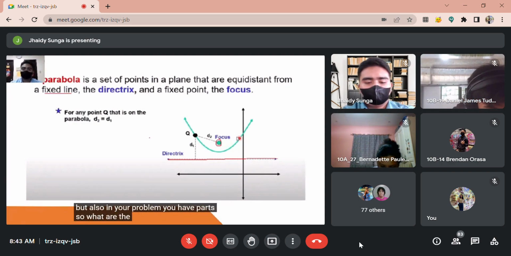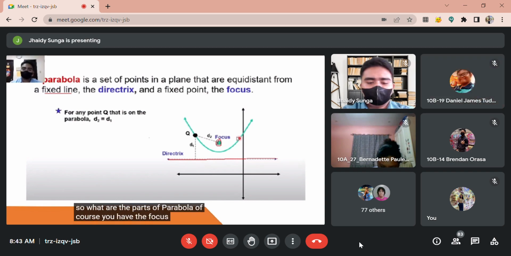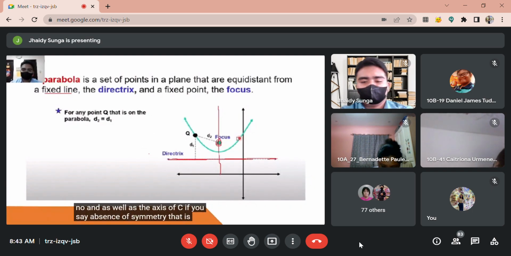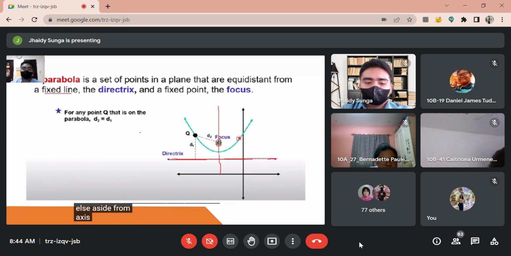So what are the parts of a parabola? Of course, you have the focus, the directrix, as well as the axis of symmetry. The axis of symmetry is the line that passes through the focus and creates a perpendicular line towards your directrix. Okay? So what else? Aside from the axis of symmetry, this is the axis of symmetry.